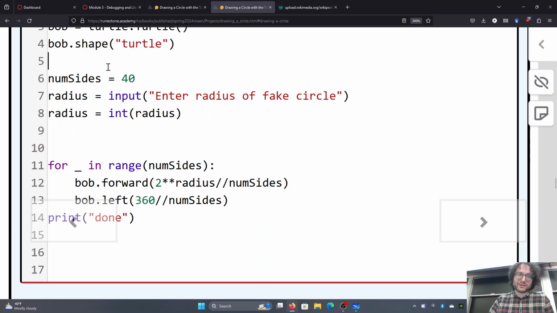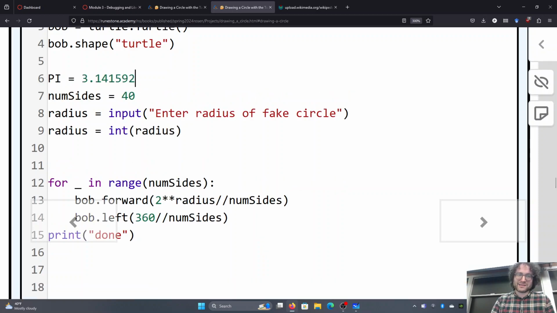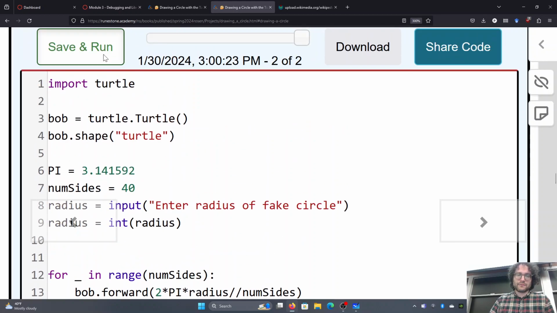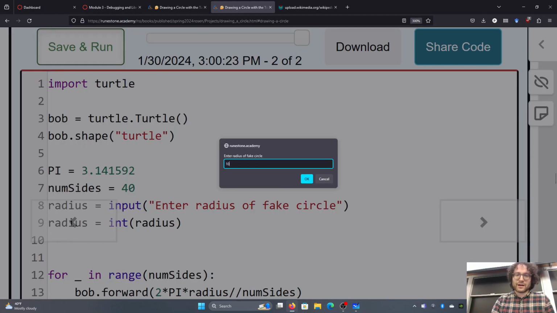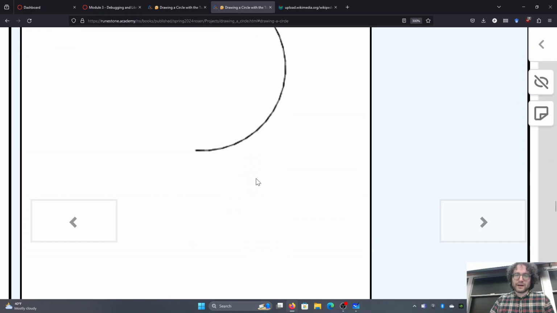Honestly, it looks a lot easier sometimes if we just simply say pi is equal to this, rather than trying to remember it. 2 times pi times the radius. There we go. And now, enter the radius of fake circle. I want a 100 radius.